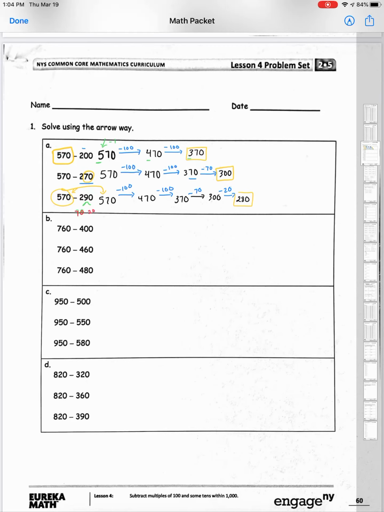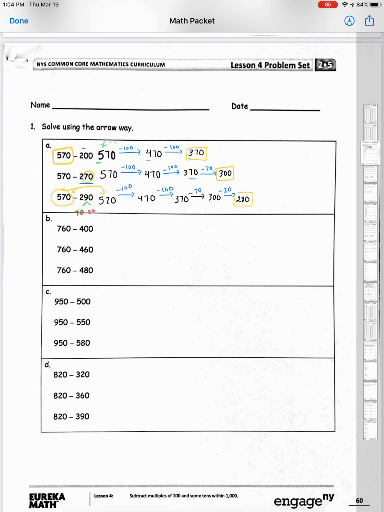Hi students, let's continue this lesson that we started yesterday. I want to see how you did, so let's go ahead and correct it. Today is Thursday, March 19th, and let's go ahead and start with this one.